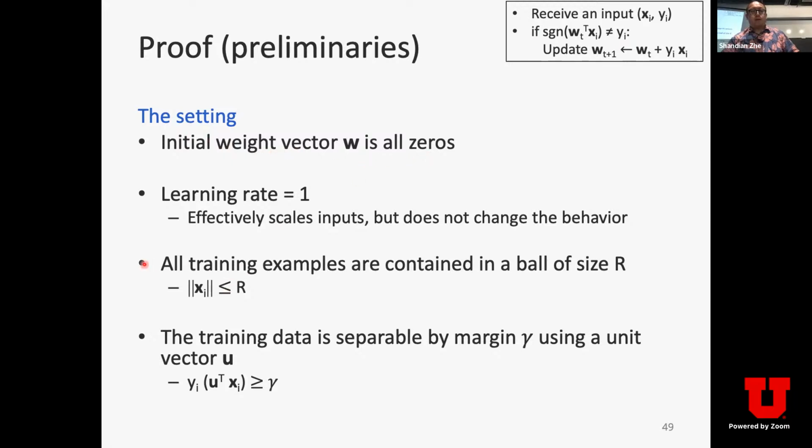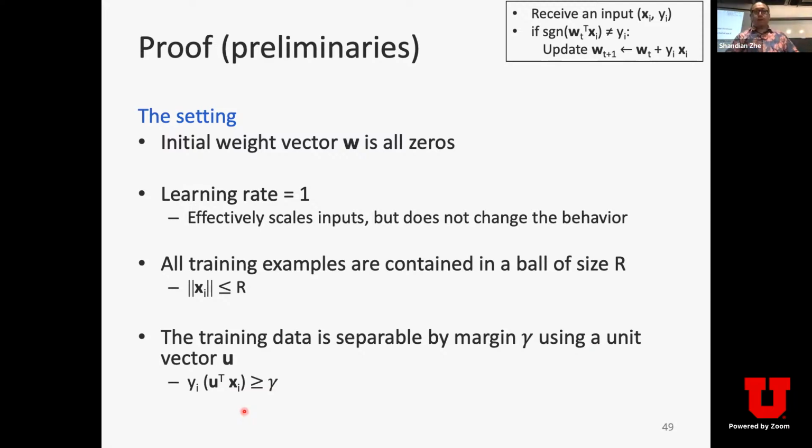And two important preconditions. The first condition is that all the training examples are contained in a ball of size R. That basically means the length of the feature vector is upper bounded by R. And we assume that the training data is separable by some unit vector U with margin gamma. When we translate to math, it will be: for every i, we have yi U transpose xi no less than gamma.